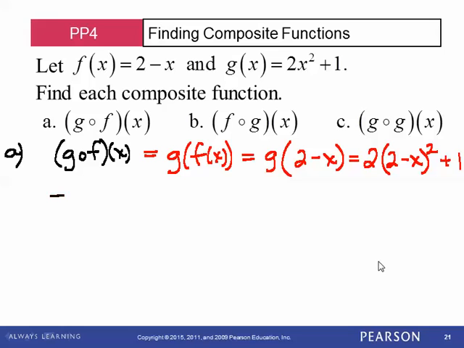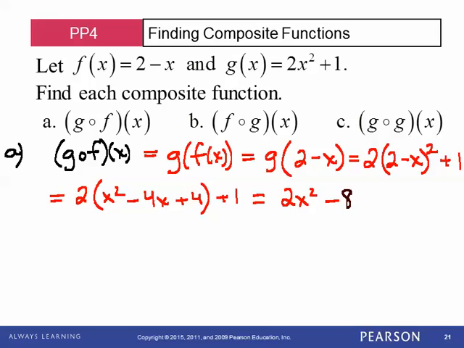Alright, and again, squaring 2 minus x, x squared minus 4x plus 4, that's what you would get. Again, if you wrote it backwards or forward, it doesn't matter, it's still going to be the same thing there. Add 1. And 2x squared minus 8x plus 8 plus 1 makes 9, so rewriting it, there's my 9.